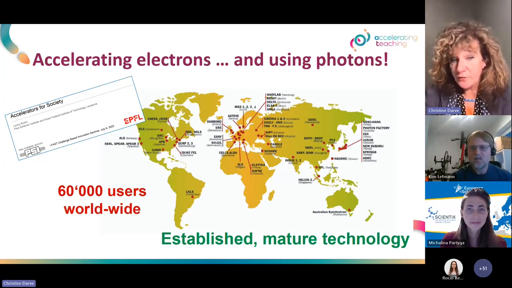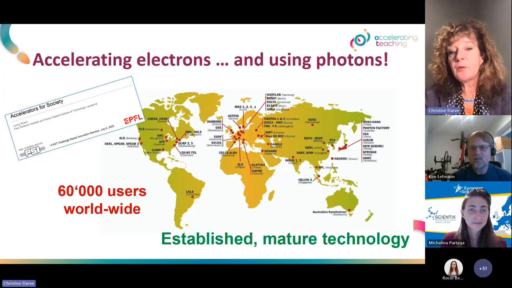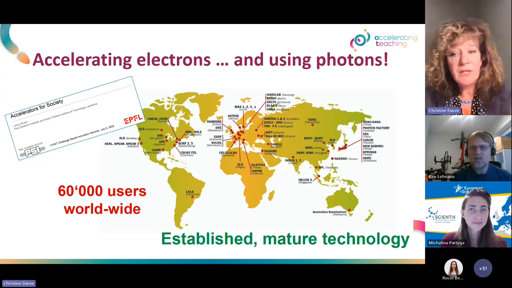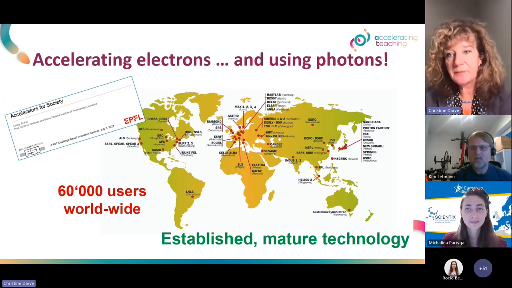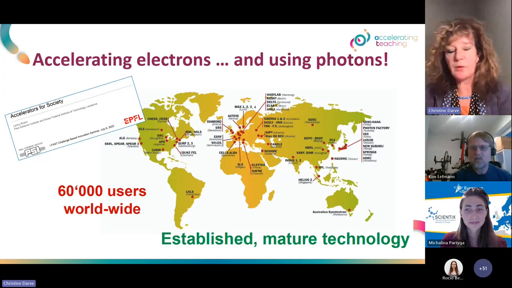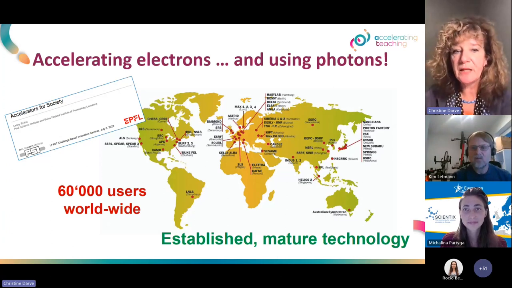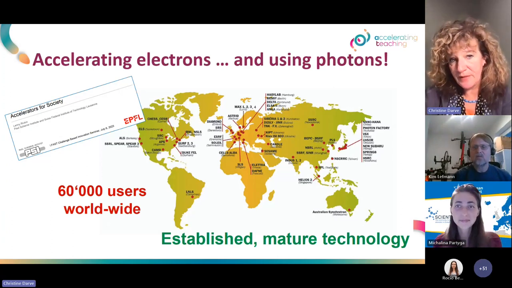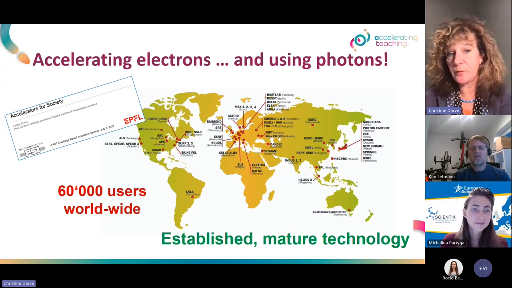But there are a lot of users in the world, and I think it's even more than 60. I think it might be even 100. I read it somewhere else. So again, the information is always difficult, but it is a growing number. And you can find from the PFL, for instance, in this document, much more information.